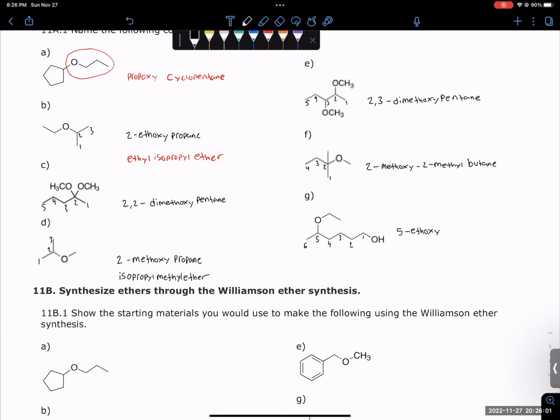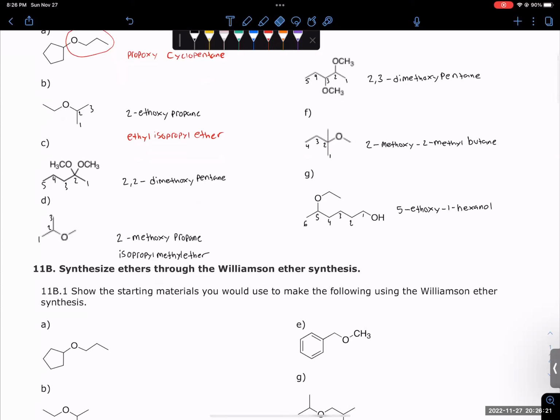And we have hexanol, or yeah, it's a hexane backbone, right? But you have to remember that there is the alcohol on carbon 1, so it'd be 1-hexanol. All right. You've also probably seen it as 5-ethoxy, ethoxyhex-1-ol. All right, both the same thing.